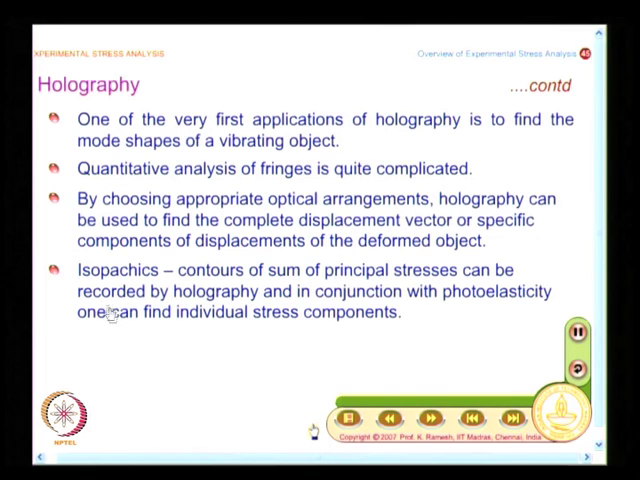So, now I have said individually it will give only a particular contour or a contour which has combination of stress components, but if you want to post process I can extract them individually also. So, that is what is summarized here. Isopatchics, contours of sum of principal stresses can be recorded by holography, and in conjunction with photoelasticity one can find individual stress components. Actually, in holography you told about the isopatchics, that is sigma 1 plus sigma 2.